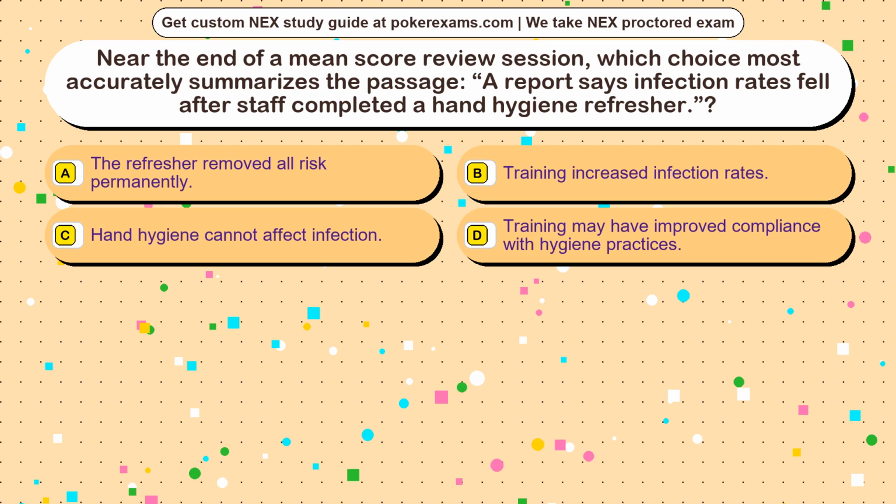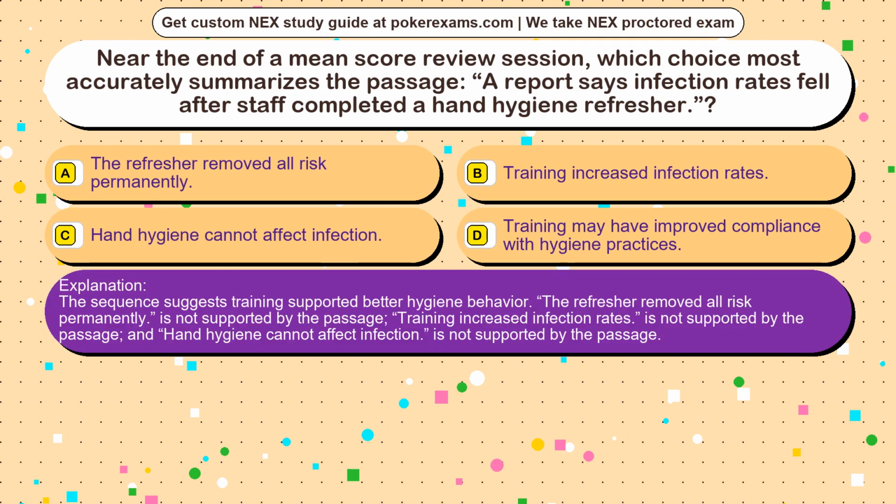The correct answer is option. The sequence suggests training supported better hygiene behavior. The refresher removed all risk permanently is not supported by the passage. Training increased infection rates is not supported by the passage, and hand hygiene cannot affect infection is not supported by the passage.